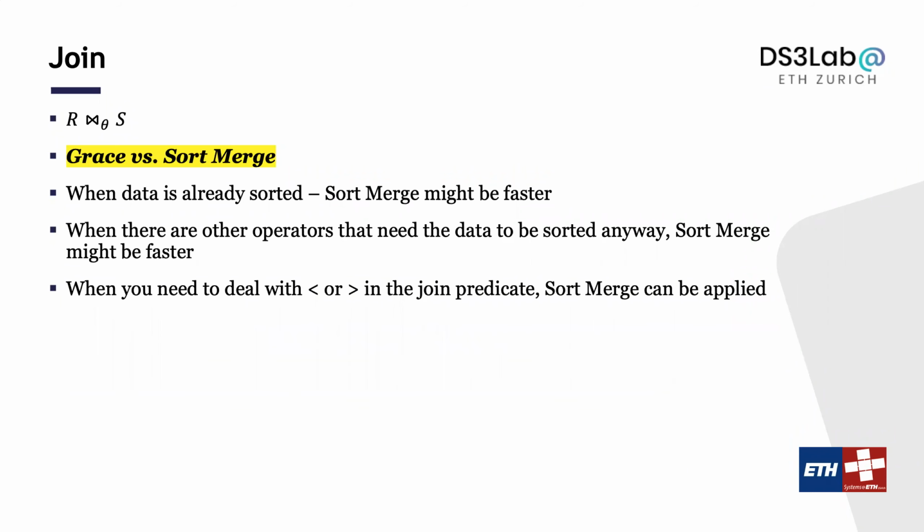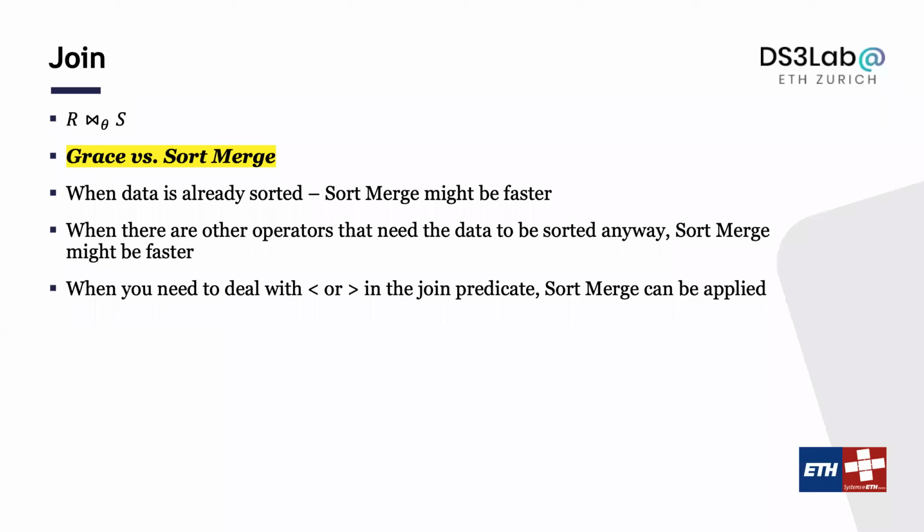And of course, sometimes the database might actually favor sort-merge join. Here are just some examples. For example, sometimes your data is already sorted, so you do not need to pay the cost for sorting them. In this case, sort-merge join is often faster. And also maybe there are other operators that need the data to be sorted anyway. In this case, maybe you favor sort-merge join.